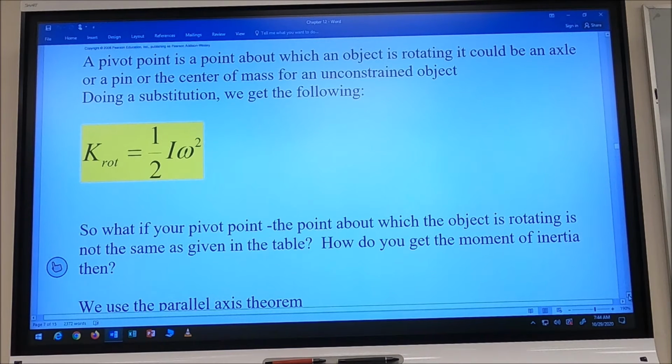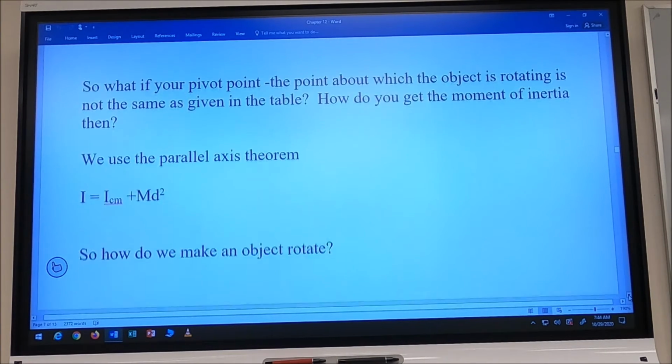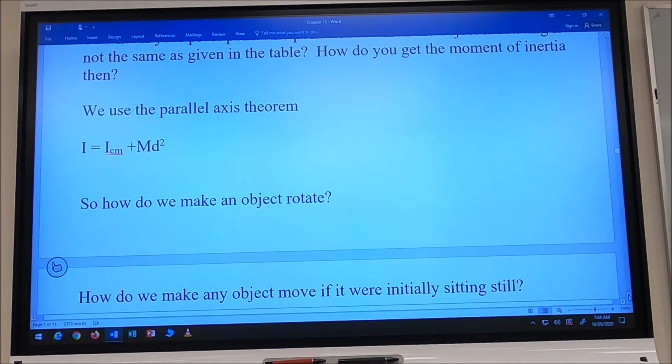If the pivot point you're given is not lining up with one of the pivot points on the table up above, there is something called the parallel axis theorem. It says I is equal to the moment of inertia of the center of mass plus the mass of the object times the distance squared to the pivot point from the center of mass.